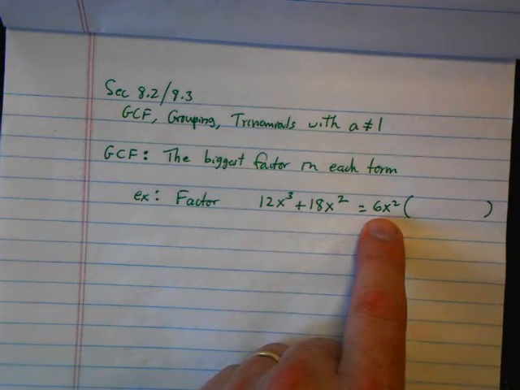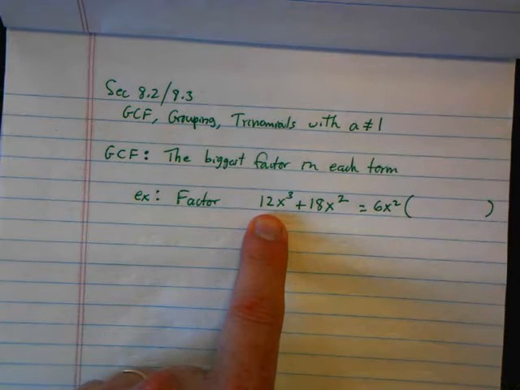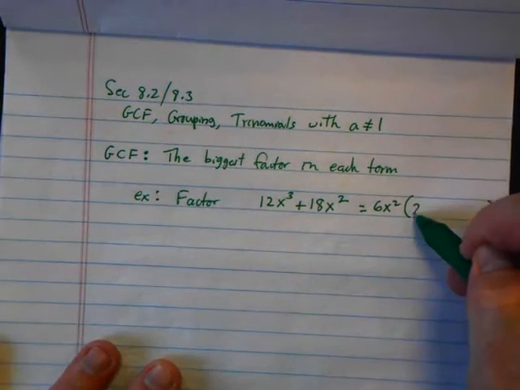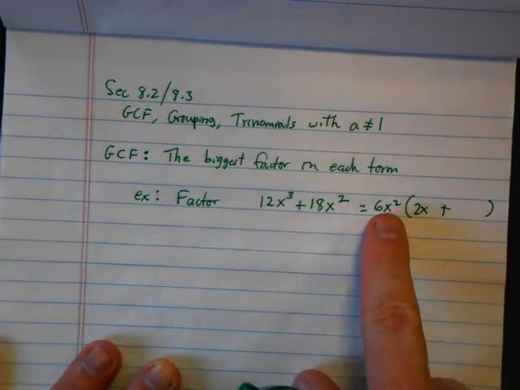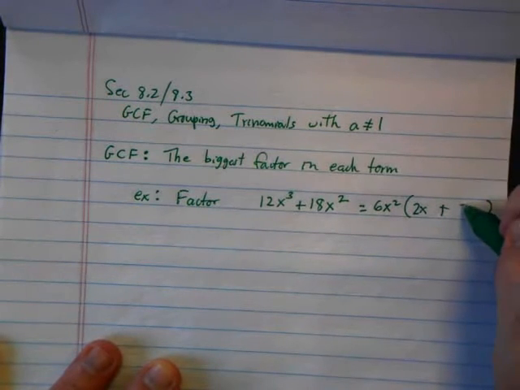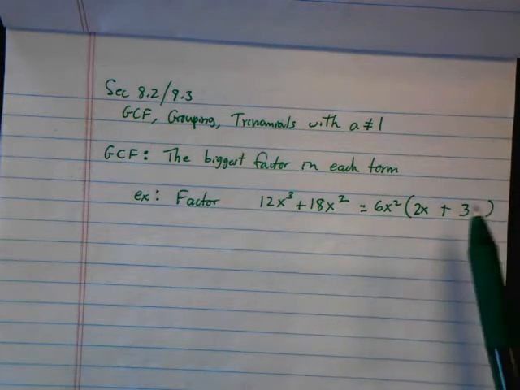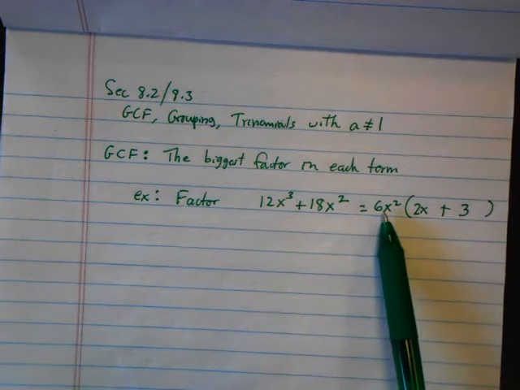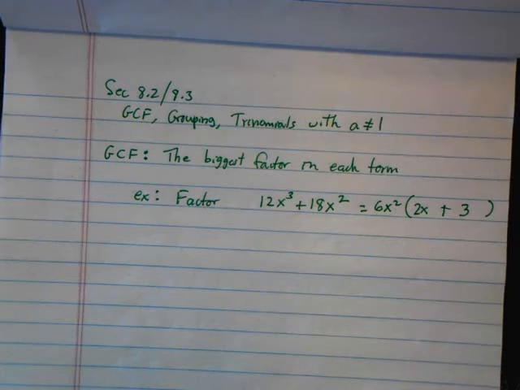6x squared times what will give me the 12x cubed back? 2x. So I have a 2x. And then I need a plus, because that's a plus right there. And then 6x squared times what to get the 18? 3. Just a 3 on that one. We don't need the x, because 3 times 6x squared gives us 18x squared. We already had 18x squared, so that matches. Questions on that one?